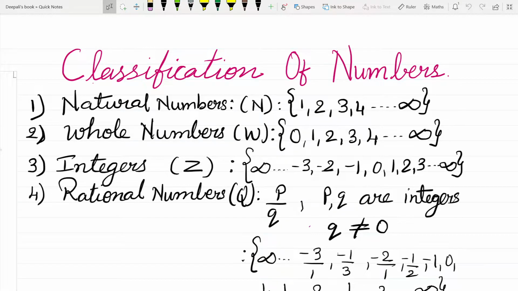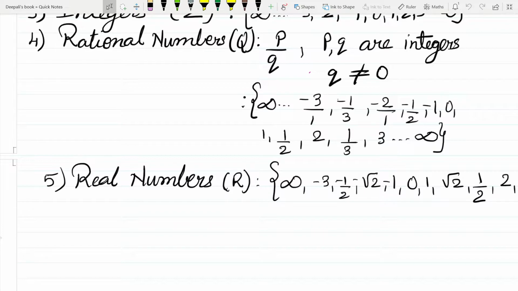The third group is integers. When negative numbers are added to the above two groups, they become integers, represented by Z. They are -3, -2, -1, 0, 1, 2, 3 till infinity. Rational numbers are represented by Q, and they are all the numbers which can be written in the form of p upon q, where p and q are integers and q can never be equal to 0. This set has numbers like -3 upon 1, -1 upon 3, -2 upon 1, -1 upon 2, -1, 0, 1, 1 by 2, 2, 1 by 3, 3 till infinity.